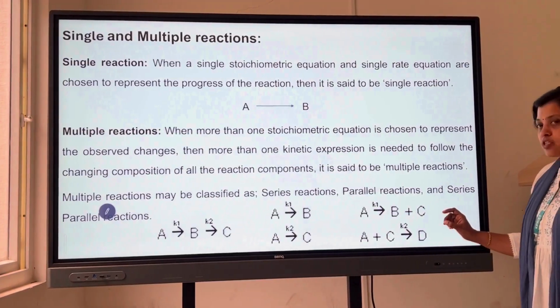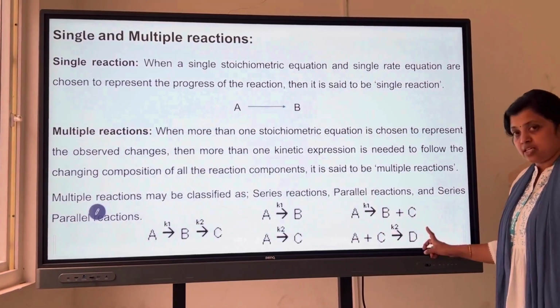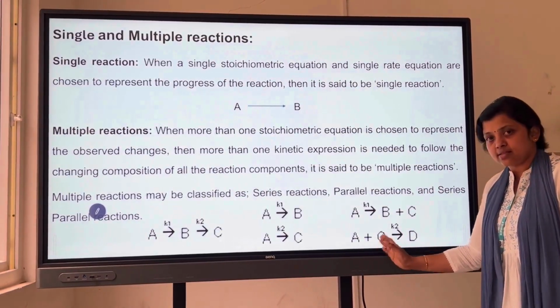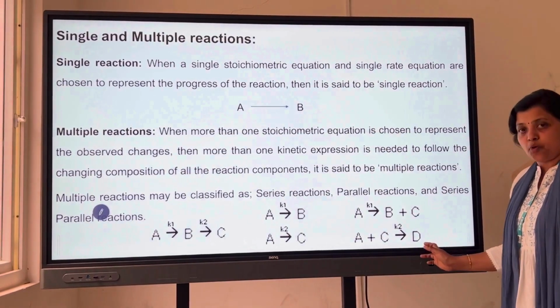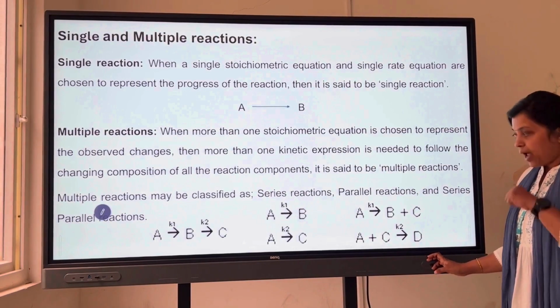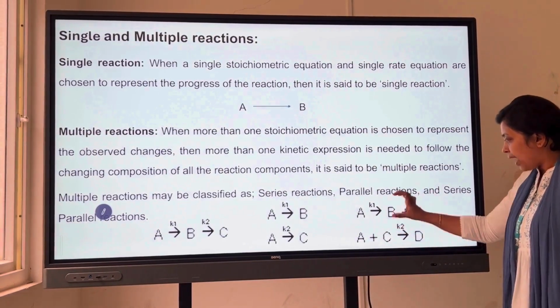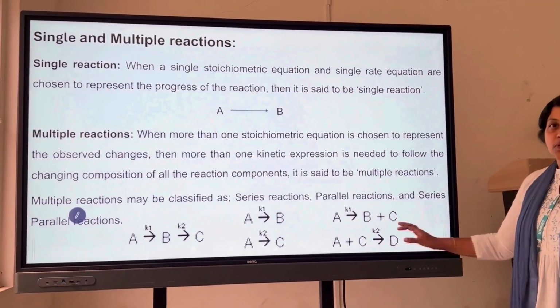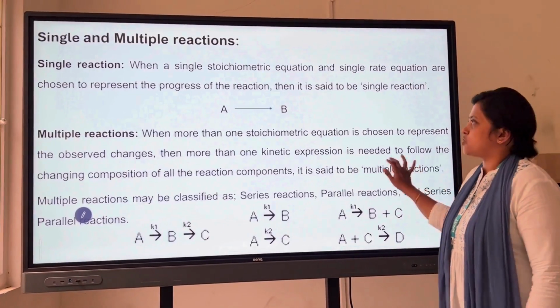Then series parallel reactions: A gives B plus C. B plus C are products. From the product level it takes the C, and this C gives again B as a product. This is like series reactions, and A gives B plus C parallelly. These reactions also can occur after a particular time. So this comes under the parallel reaction.